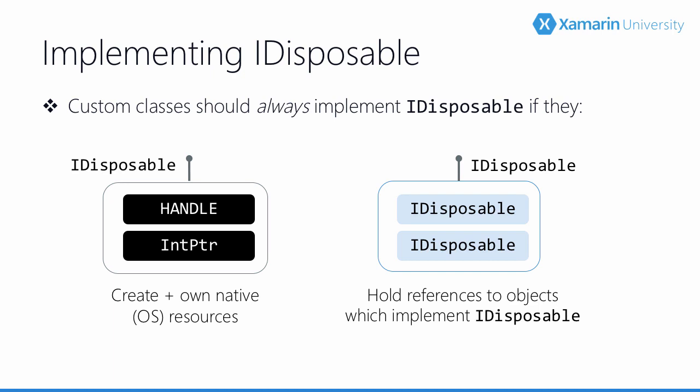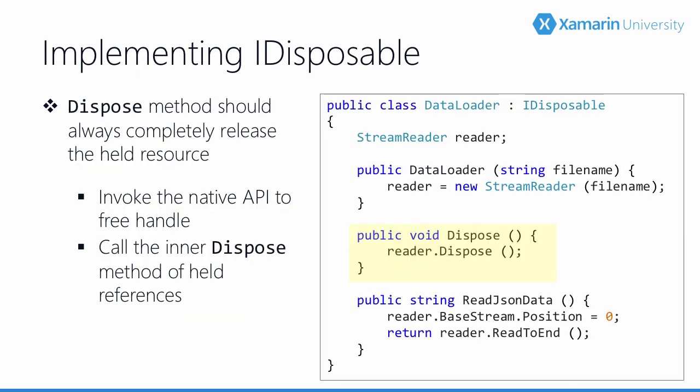So for example, if I had a class that was using a StreamReader, then I would want to go ahead and implement IDisposable myself so that I could in turn dispose that StreamReader when my client disposes me. So the key thing is that the Dispose method has to make sure to release all of the held resources.